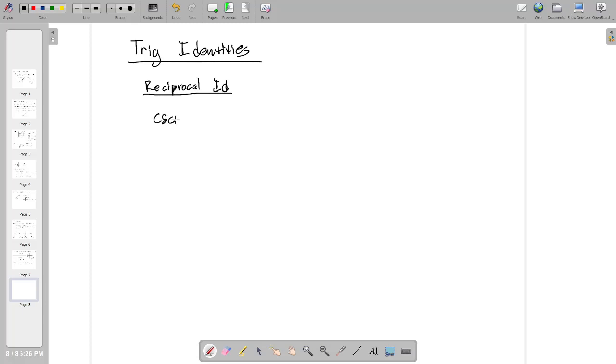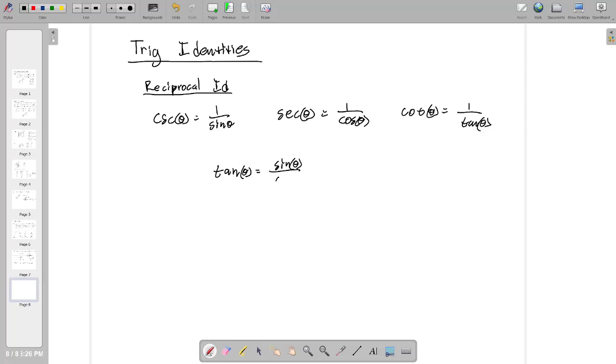We have that cosecant of theta is equal to 1 divided by sine. Secant theta is 1 divided by cosine. Cotangent theta is 1 divided by tangent. And then we always include, for some reason, tangent of theta is equal to sine of theta over cosine of theta. And cotangent of theta is equal to cosine of theta divided by sine of theta.